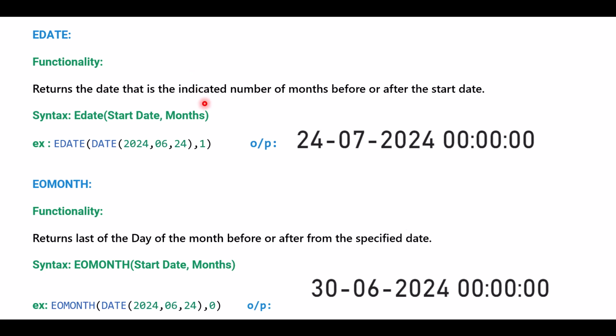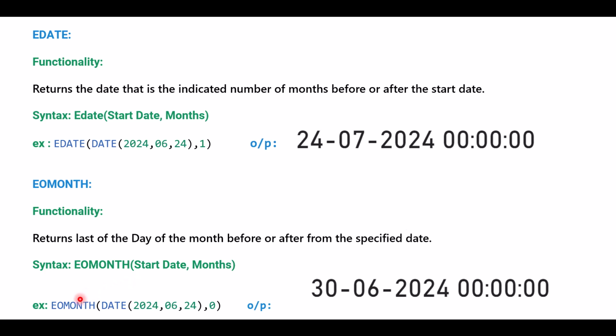So next we have EOMONTH. EOMONTH is also a scalar valued date and time function which will return the last day of the month before or after from the specified date. If we observe the syntax of EOMONTH, it is accepting two arguments. One is start date, another one is months. If you provide positive values under months, this start date will get shifted towards the upcoming months, and if you provide negative months, the start date will get shifted towards the previous months.